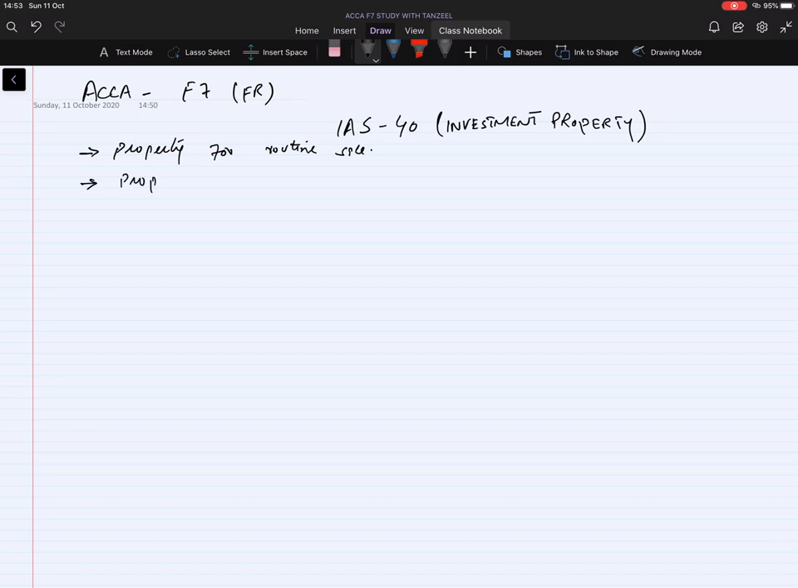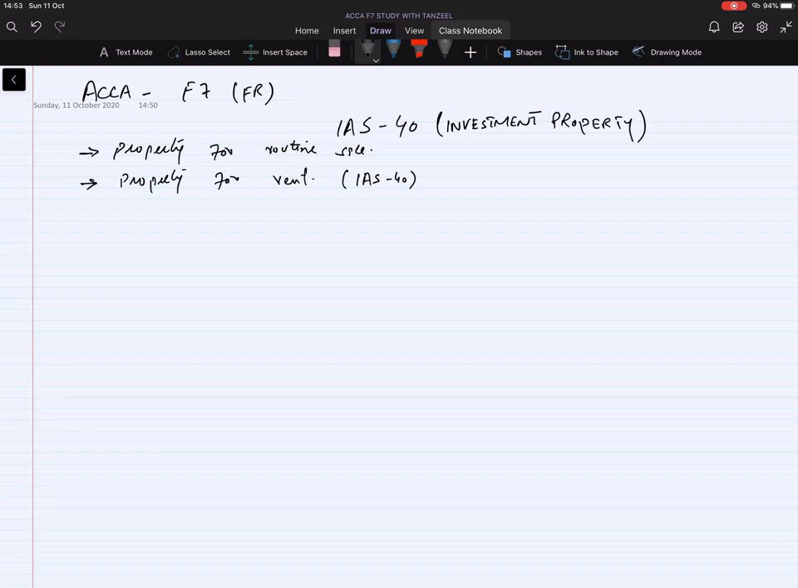If you have a property for rent, like if you have a property and you want to let it for rent, then you apply IAS 40 on this. If you dedicate this property to earn rent, you will apply IAS 40 on this property.